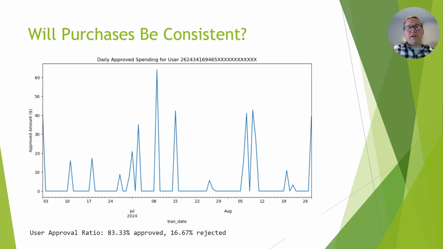Will purchases be consistent? Well, on an individual level, if you're like the average person, you probably don't go to the grocery store every day or go to the pharmacy every day. So this is actually John Doe from earlier. This is what his spending looked like. Notice there are many days where he spent $0.